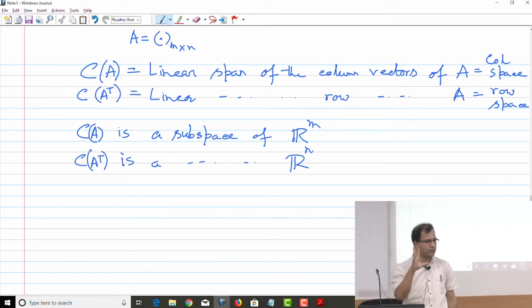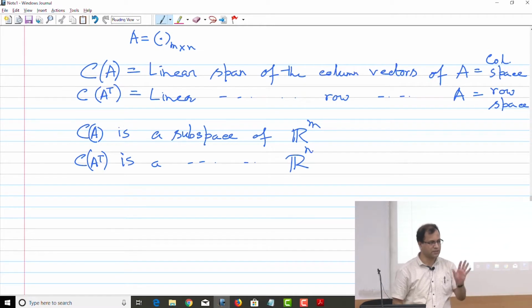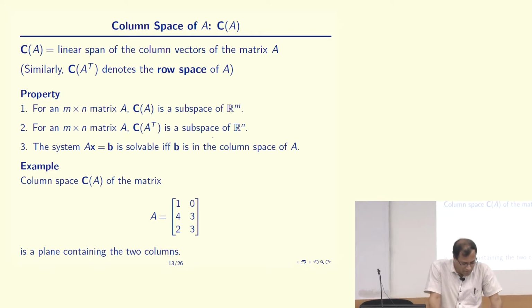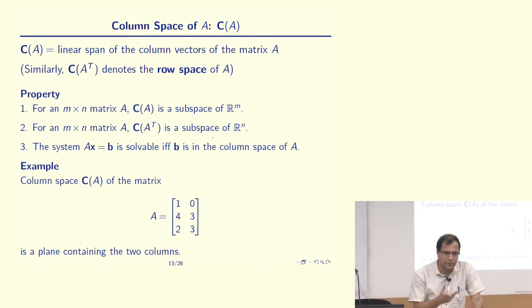I had talked about the four fundamental subspaces we have to understand in the beginning. So we have at least found two now, and these two are very important subspaces. We need to understand two more, but let us see some properties here. So property one, we have already seen that CA is a subspace of Rm, and CA transpose, the row space, is a subspace of Rn.